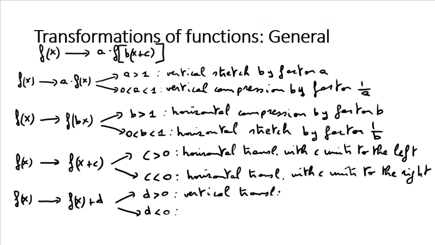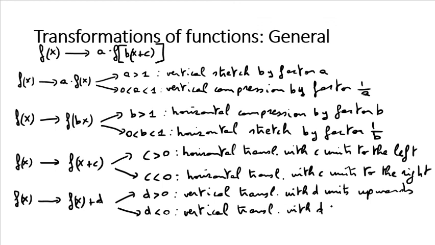Vertical translation with d units upwards. Okay, and when d is lower than 0, then it's not moving upwards, but it's going to move downwards. So a vertical translation with d units downwards. Yep. For our function, we just have to add a d.